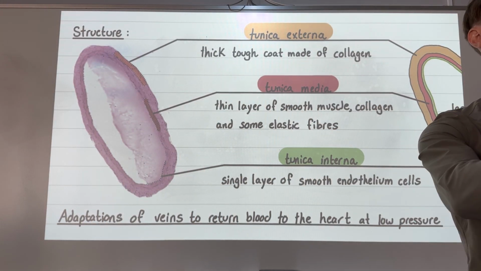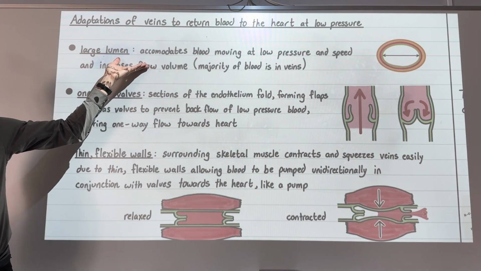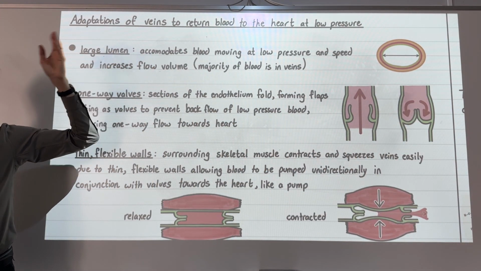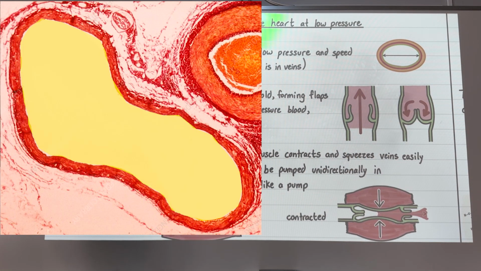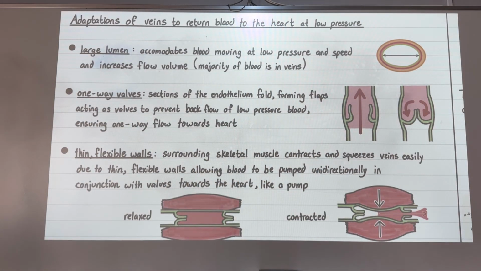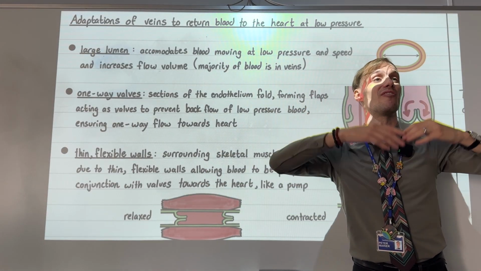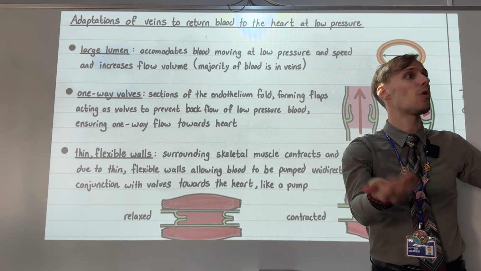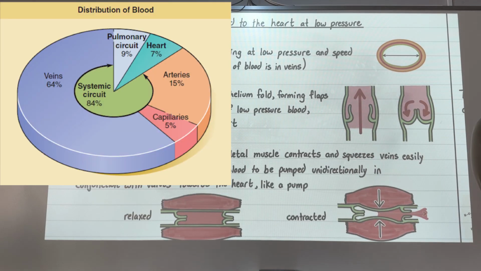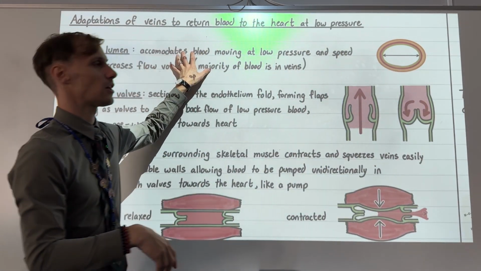So now let's look at what adaptations veins have. The first one, again the opposite of arteries, is an extremely large lumen. If you have a very large lumen, that means blood pressure is low, but blood volume is really high. Blood flow is very high. So this is why the vast majority of your blood is carried in your veins at very low pressure: this very, very large lumen.